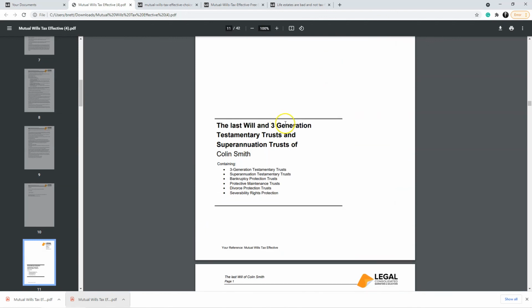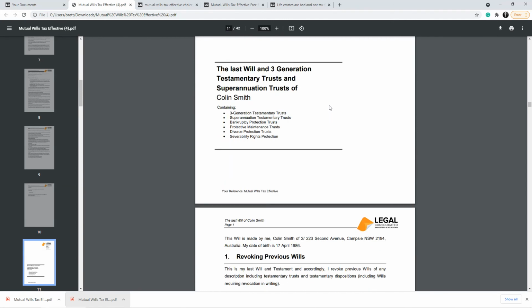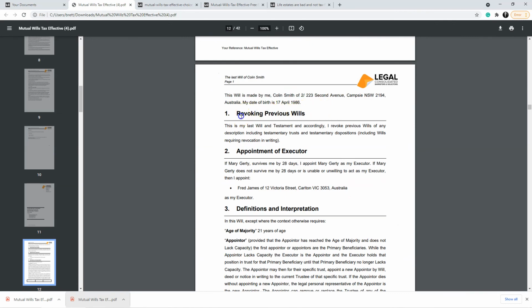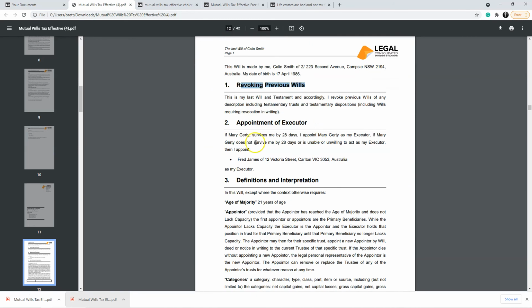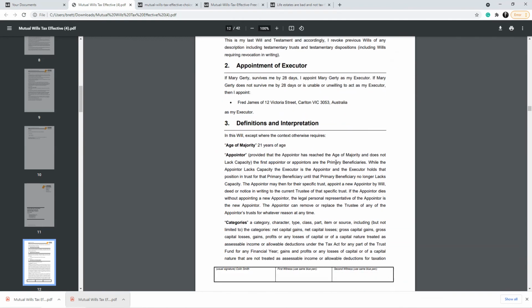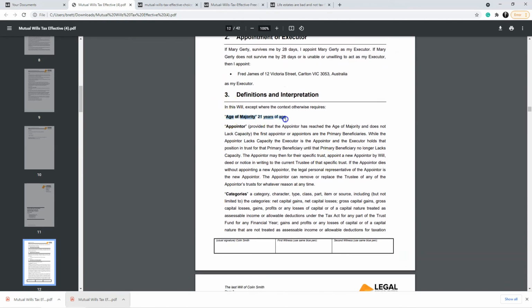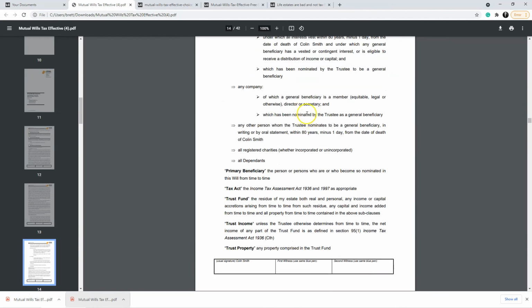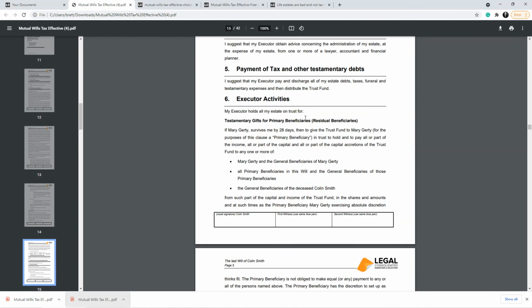So this is the husband's will. Shouldn't really use those sexual expressions of husband. This is your spouse's will. The three-generation testimony trust revokes previous wills. There's your executors. The age of majority was 21. I could have made it 18. And then let's have a look. So everything goes to each other.